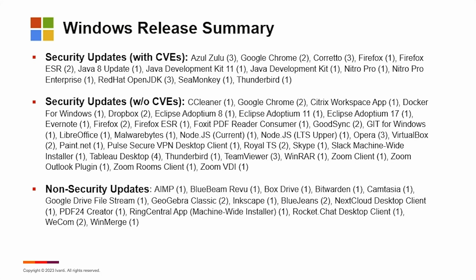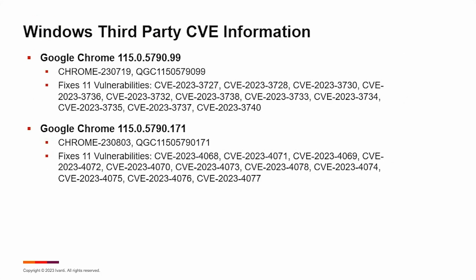So first up, we had multiple Google Chrome releases. The first one of those, 90.99, fixed 11 vulnerabilities. Another release shortly after, 171, that fixed another 11 vulnerabilities.